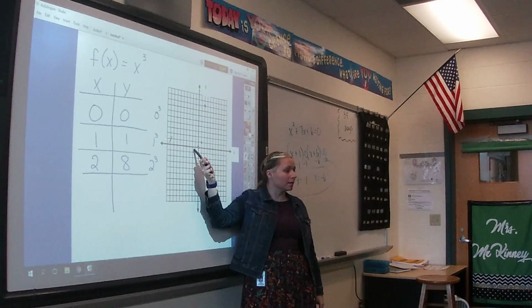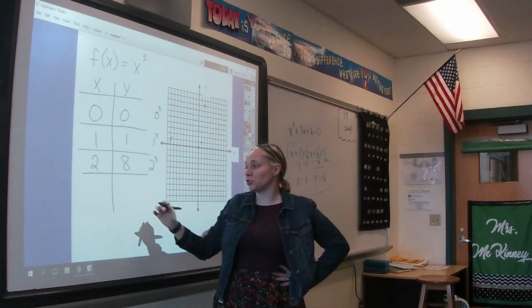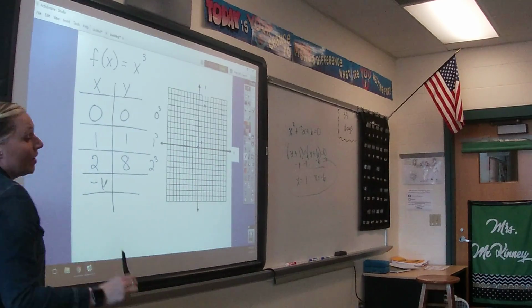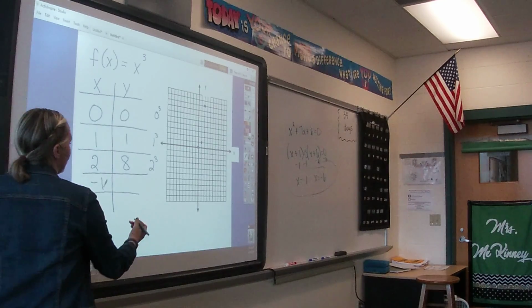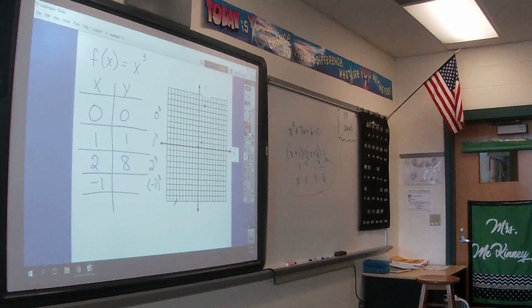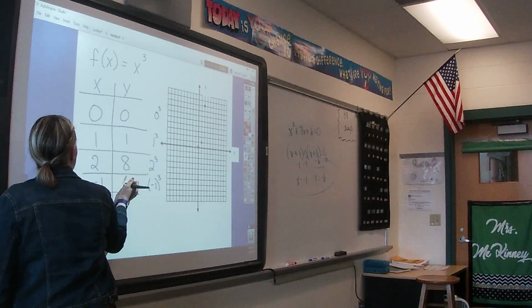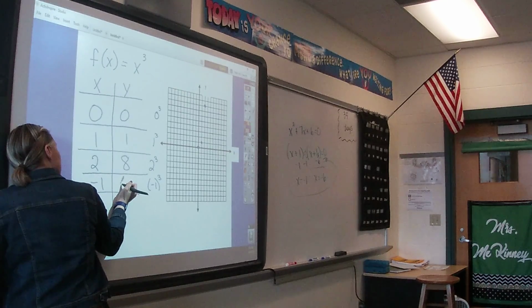So let's try a point over here. What might we want to try as a point over here? -1, sure. Here you have to be careful. If you're going to use your calculator, which I would expect you to do, you have to make sure that's in parentheses, right? We've been talking about that. Calculator's a great resource as long as you use it appropriately. So -1 to the third power is not 1. It's -1.